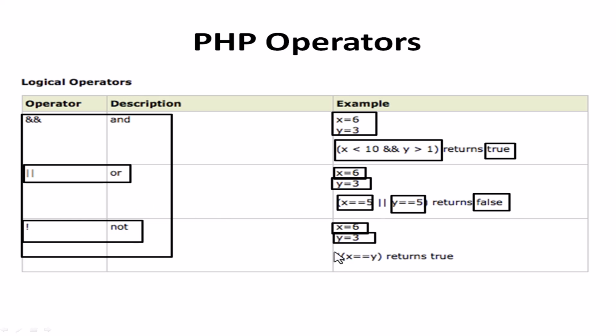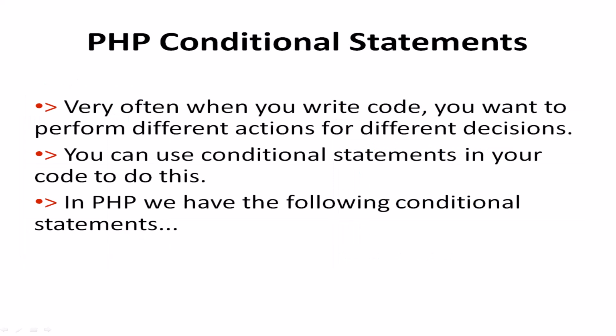So here we are using not equal, with x equal to 6 and y equal to 3. Next, x not equals y. It is going to return true because x is not equal to y. So it is going to return the value true.